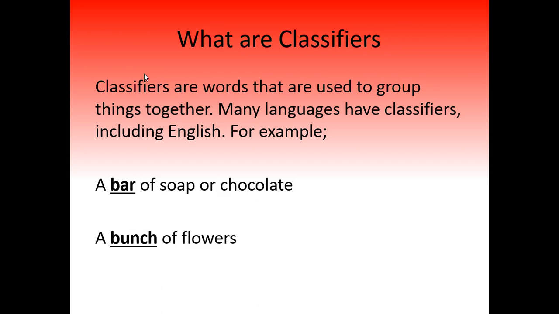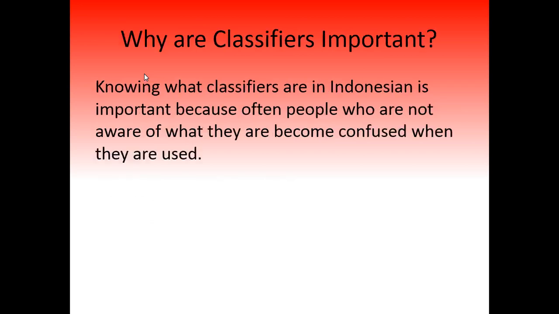So, classifiers are words that are used to group things together, and many languages have classifiers, including English. And a few examples I've got below here. So, the first one, a bar of soap or chocolate, a bunch of flowers. Now, in English, we just use these without even really thinking about whether we're using a classifier. But in these examples, the bar is an example of a classifier, and a bunch is an example of a classifier, and there are many, many more. If you think about it, we use them every day without really thinking about it.